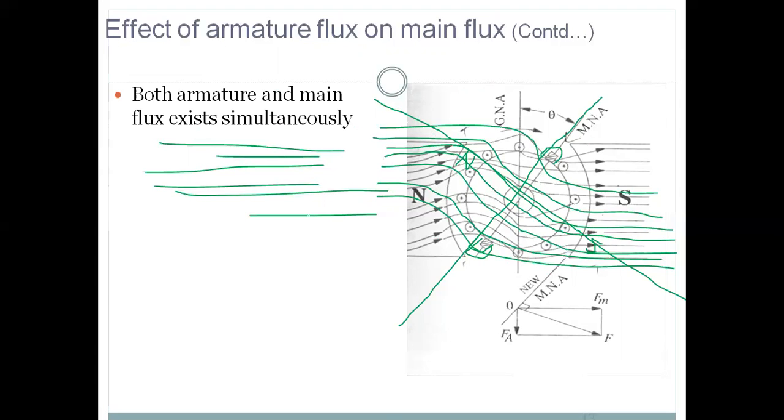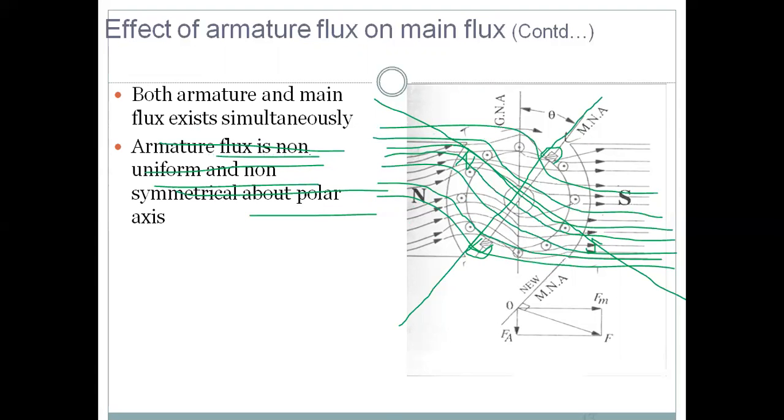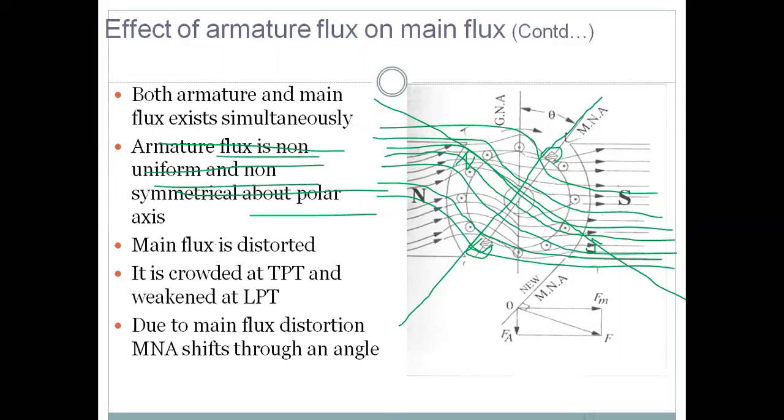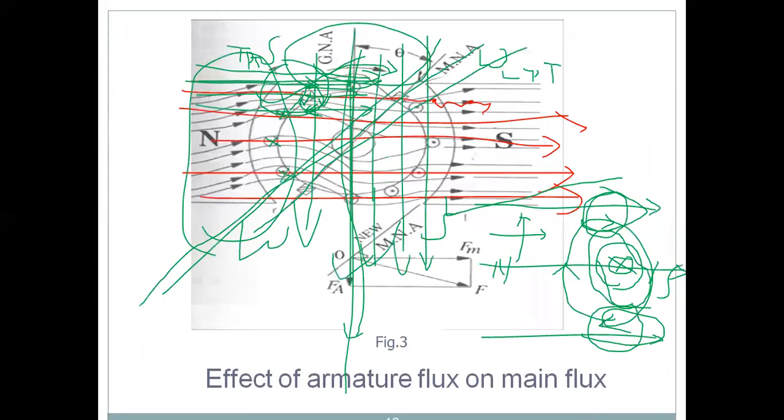Both armature and main flux exist simultaneously. Armature flux is non-uniform and non-symmetrical about the polar axis. Main flux is distorted, as shown by the green color lines. It is crowded at a trailing pole tip and weakens at a leading pole tip. As I explained in my previous slide, leading pole tip weakening, trailing pole tip strengthening. Why is it called leading pole tip and trailing pole tip? Because of the direction I gave first, this is rotating in clockwise direction.